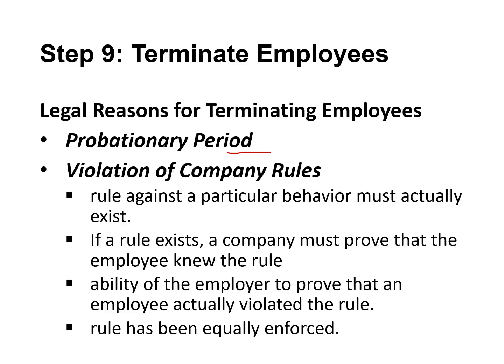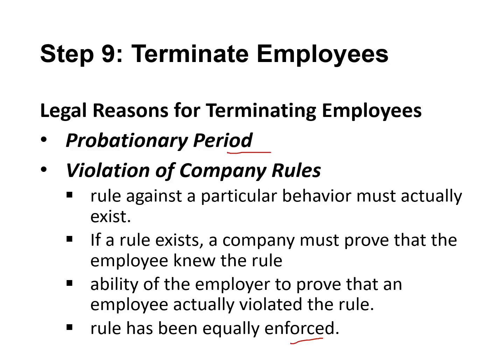Okay, but in order for you to be objective in doing this, you should make sure that the rule that was violated must exist. So if a rule exists, the company must prove that the employee knew the rule. Okay, so you cannot be unequal when it comes to enforcing the rule. You cannot let other people go while other people have to get the consequences. So that's injustice in your company.